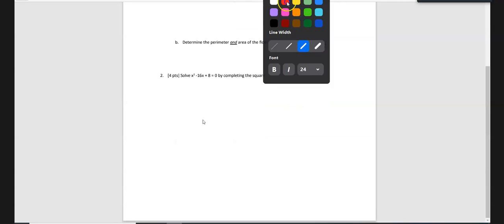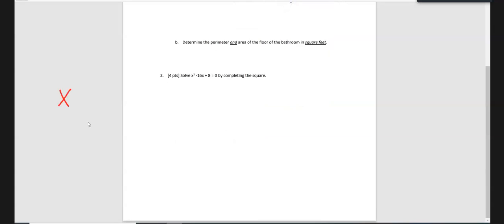All right. So let's see here. Solve by completing the square. Well, the first thing I would do is take that 8 to the other side, or I guess I should say the right side. So x squared minus 16x plus blank equals negative 8. You see how I moved that to the other side?